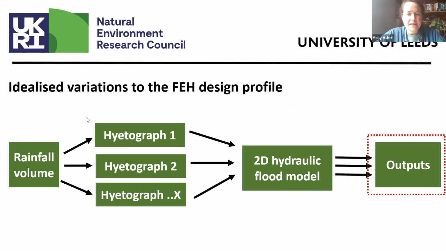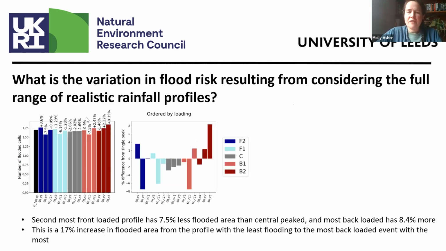So yeah, I've taken this second set of profiles and fed them through our model again and got some results. I've again shown the total flooded area for each profile in this plot. We've got the most front-loaded profiles on the left in blue and the most back-loaded profiles on the right in red. In this case, we're comparing against the FEH single peaked profile, which is in black.